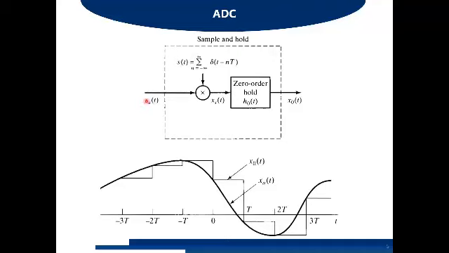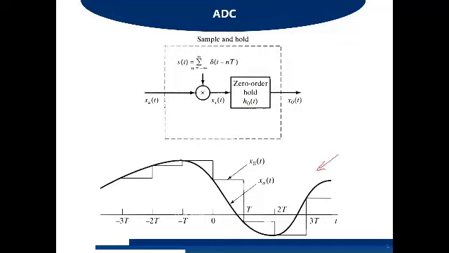where xa of t is the input continuous time signal. It is being multiplied with an infinite impulse train to get the output xs of t, and then this xs of t is passed through an LTI system having impulse response h naught of t, and this process is called zero order hold, and the output is denoted by x naught of t. The same process is shown in this diagram also.